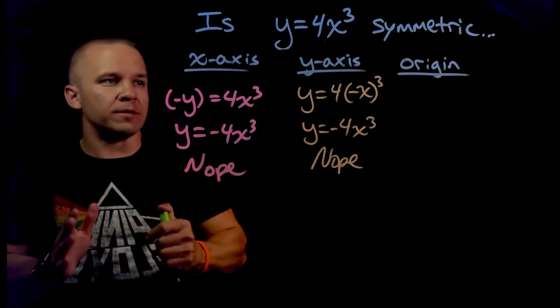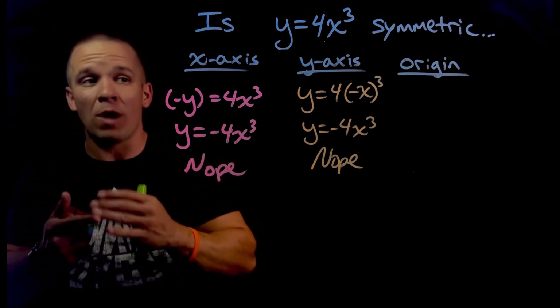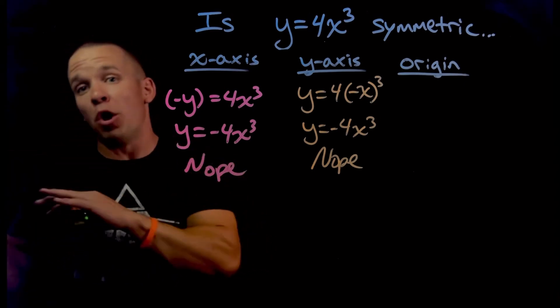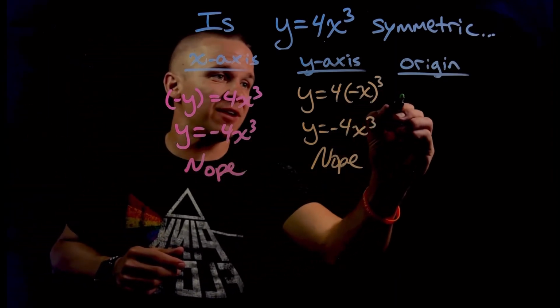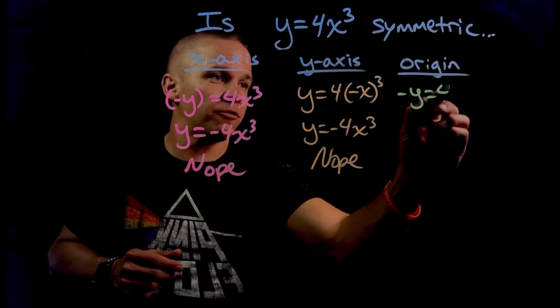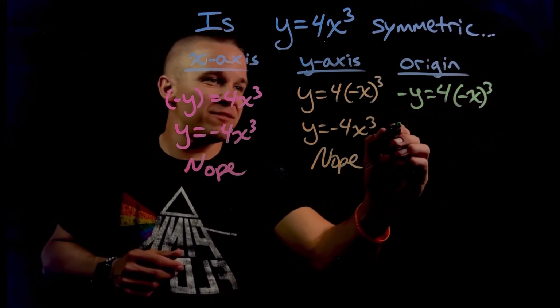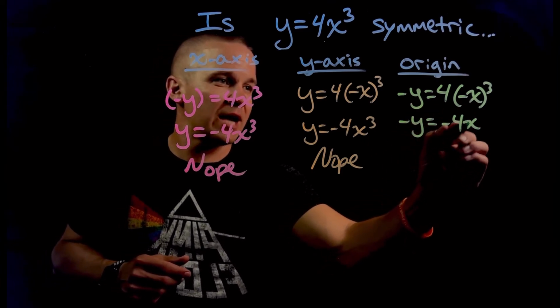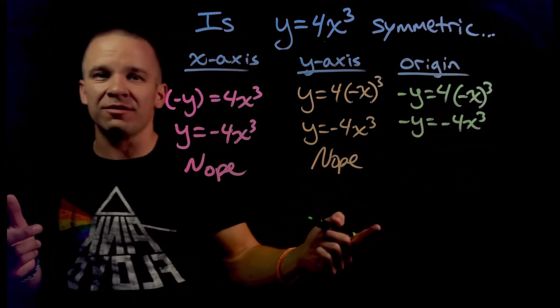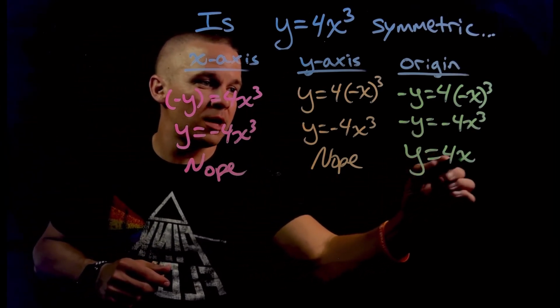Okay. Origin. So, for origin, we need to change both my x and my y to negative because it's going to reflect over both for origin symmetry. So, for this one, I'm going to have negative y equals 4, and then negative x cubed. So if I have negative y equals negative 4x cubed, what happens to my two negatives here? Well, they're going to cancel each other out. I'll be left with y equals 4x cubed.